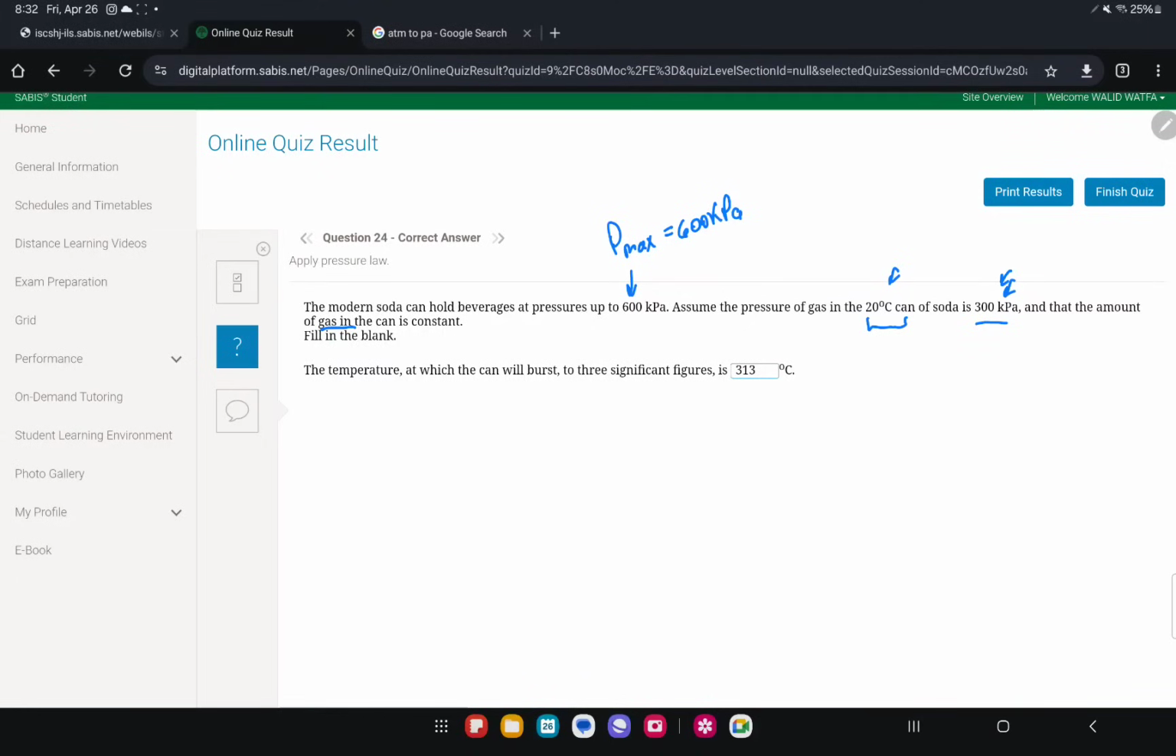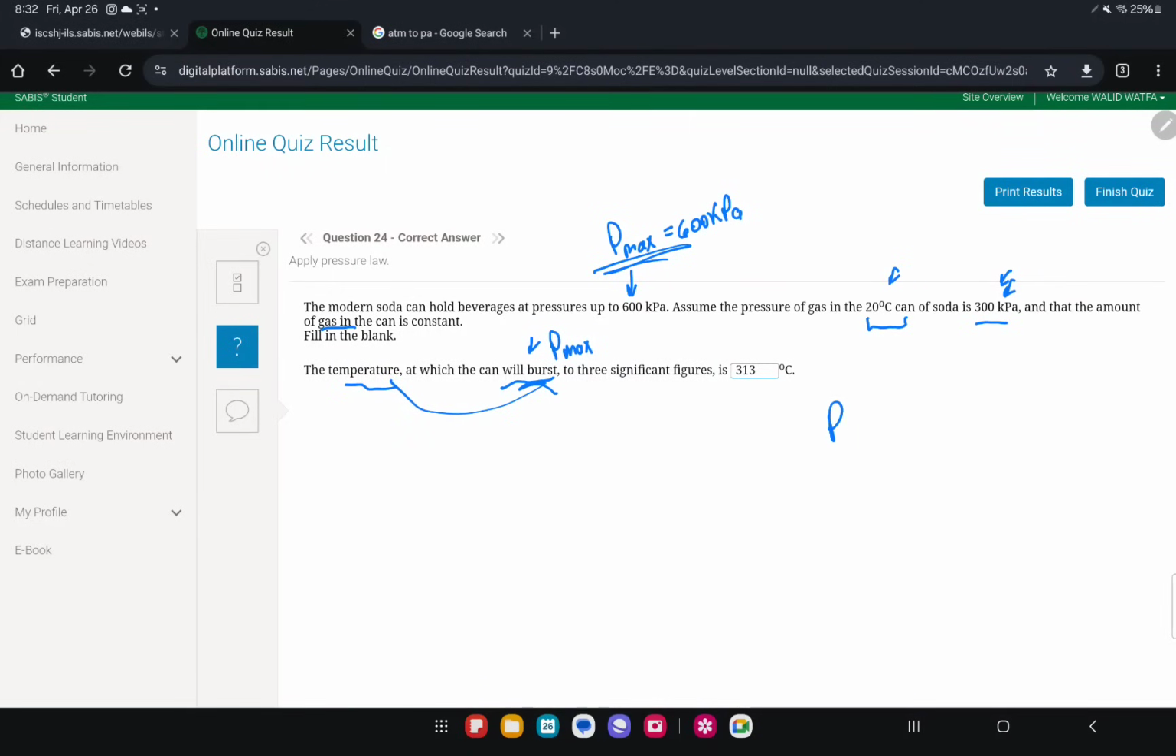They want the temperature at which the can will burst. Burst means maximum pressure. So they want the temperature at the maximum pressure. When they say burst, it's the maximum pressure. How would you find it?